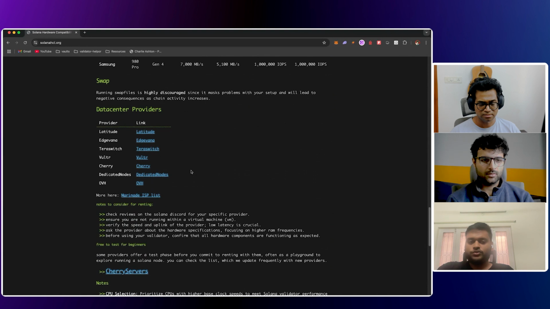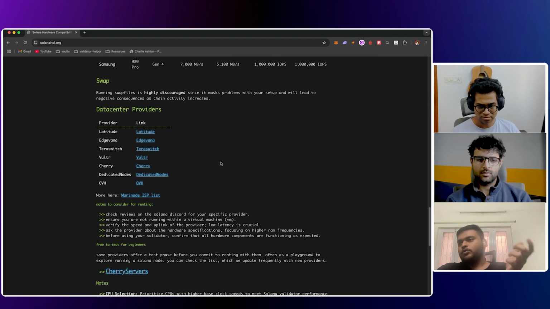In terms of providers, you can use Latitude. These are only a few of the providers though. Latitude, Edgevana, TeraSwitch, and others have good servers, so you can use any of them. I specifically use Edgevana and a few other ones that are not listed here, majorly because those providers don't have a lot of stake. There are a lot of different things like city concentration and provider concentration. In a data center, how much concentration a validator has, a specific node, differs. So that also gets tracked.